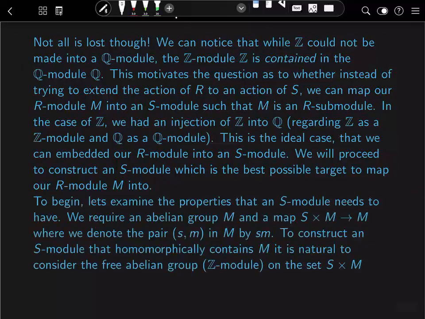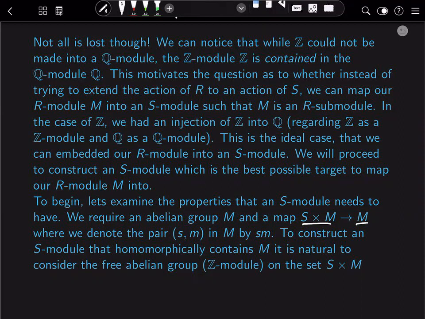So to begin this construction, let's examine the properties that an S module needs to have, right? So we're starting with an R module M, and R is a subring of S. What would we need in order to make M into an S module, or create some kind of S module that contains M? Now to start, of course, we need a map from S cross M into M. So this would be the action of S on M, where we denote the pair (S, M) in M by Sm. Now to construct an S module that homomorphically contains M, it's natural to consider the free abelian group, so that's the free Z module on the set S cross M. We'll see why it's natural to consider this in a moment.